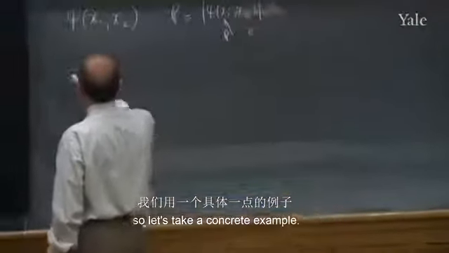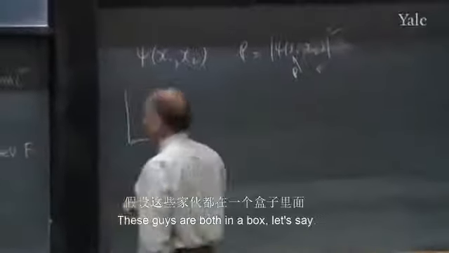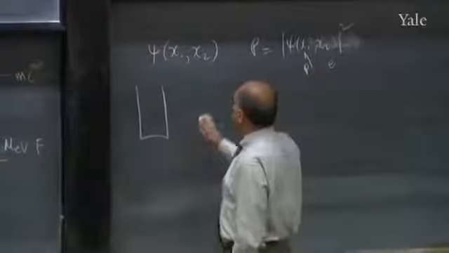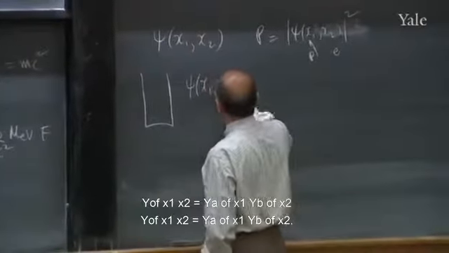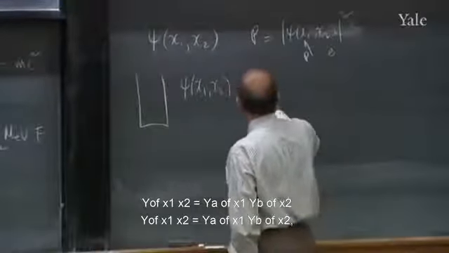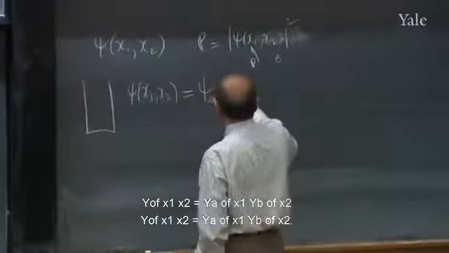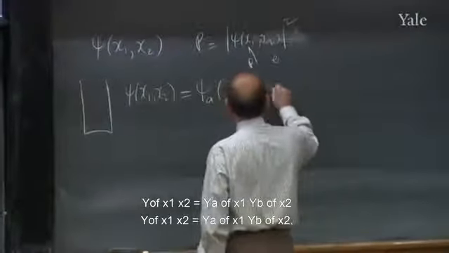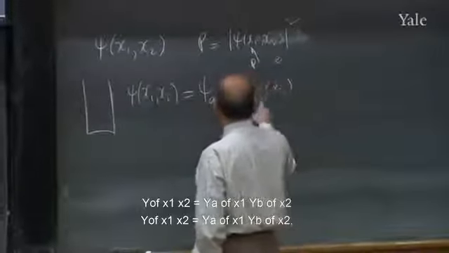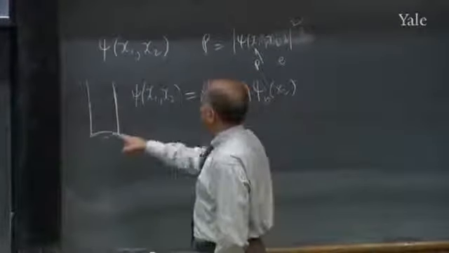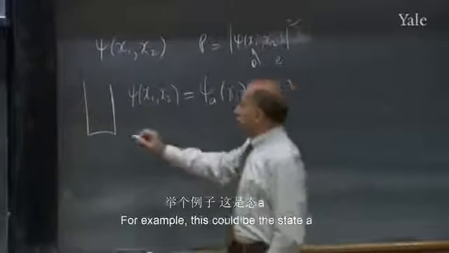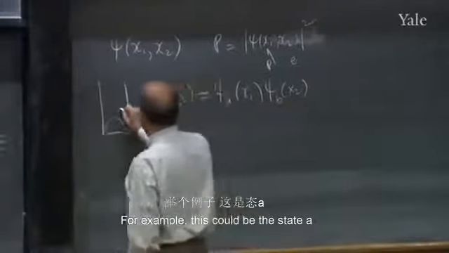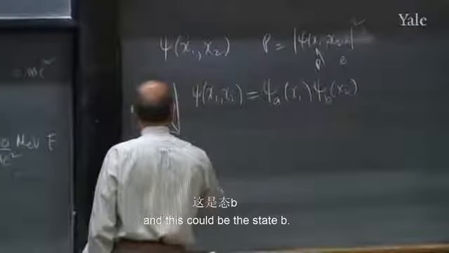Now let's consider, so let's take a concrete example. These guys are both in a box, let's say. And let's take a simple case. Psi of x1, x2 is equal to psi a of x1, psi b of x2, where a and b are wave functions of energy in a box for one particle. For example, this could be the state A, and this could be the state B.